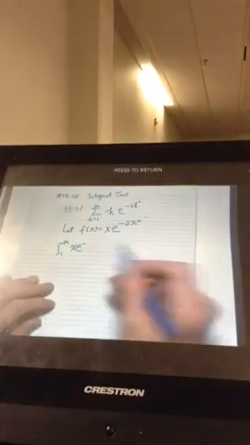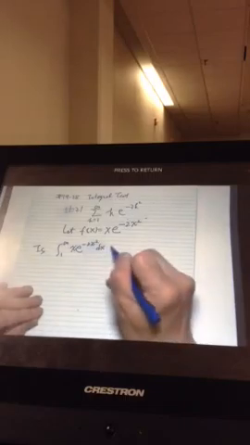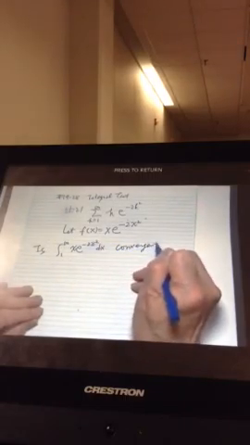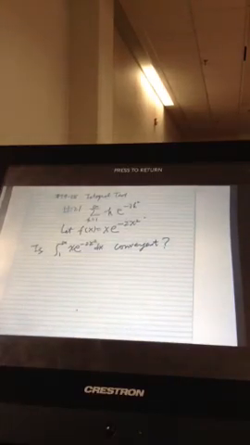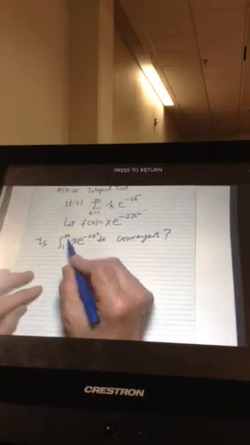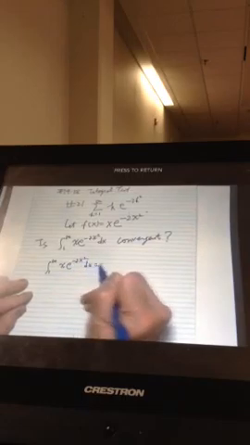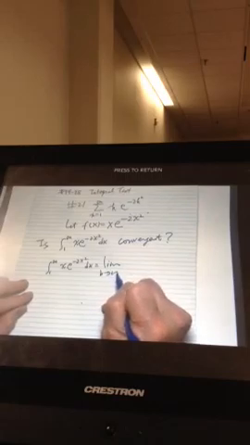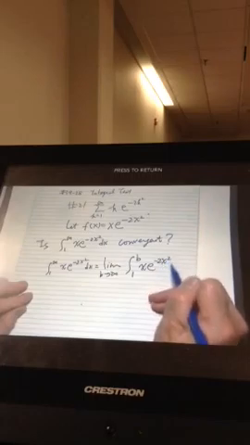So now the question is, is this integral convergent? In other words, can we integrate this? All right, no problem. This is an improper integral, going to infinity. So by definition, this integral is equal to the limit as b goes to infinity of the integral from 1 to b of x e to the minus 2x squared dx.